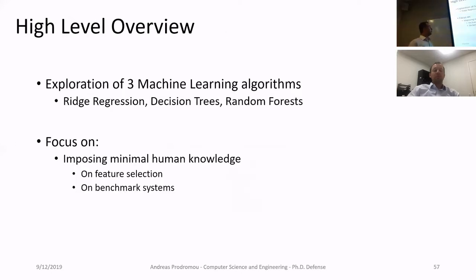At a high level, in this work, we explore 3 machine learning models: ridge regression, a linear model, and 2 tree-based models. And we also focus on imposing minimal human knowledge. We allow our models to explore the space our dataset provides. And we also designed our methodology to allow us to automatically extract the systems we should be testing our proposal on.